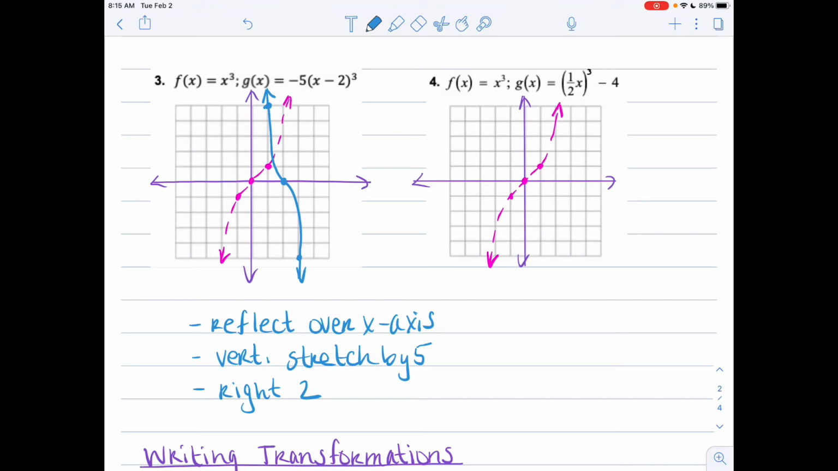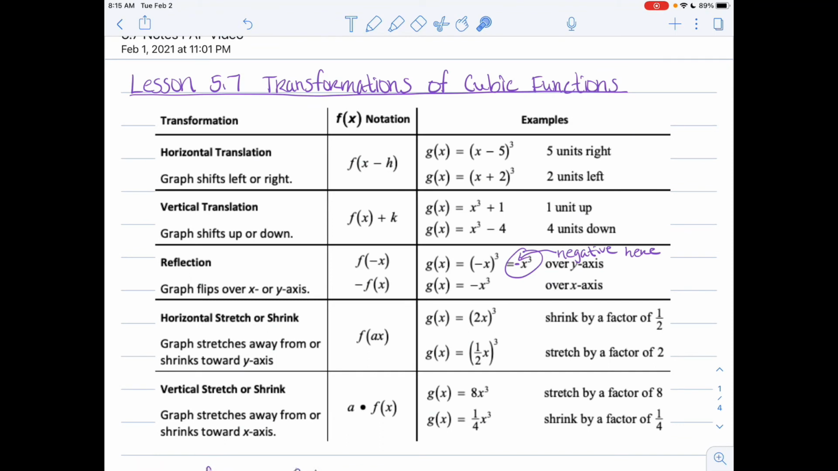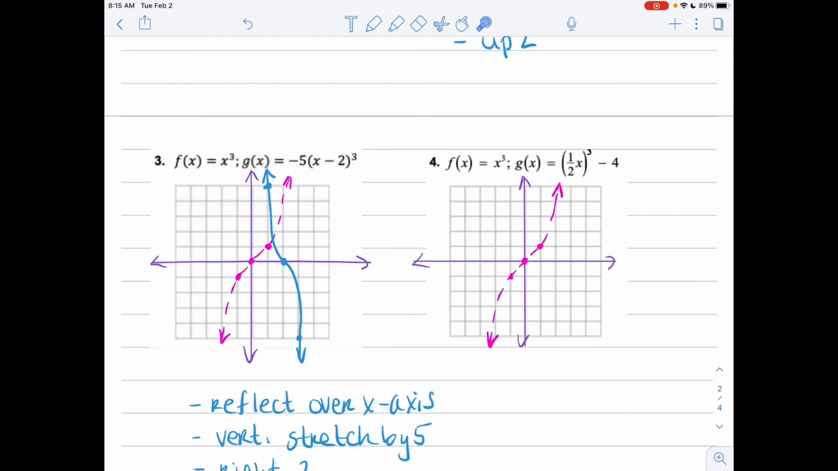One more to go. This time we have a fraction on the inside with x. Let's take a look at what that does. And we already know that something tacked on the end is a vertical translation up or down, in this case down. All right, a fraction on the inside of parentheses, just like this, says it is a horizontal stretch by the reciprocal. Notice a 1/2 here becomes a stretch by the reciprocal of 2. So that's going to end up being a horizontal stretch by a factor of 2.